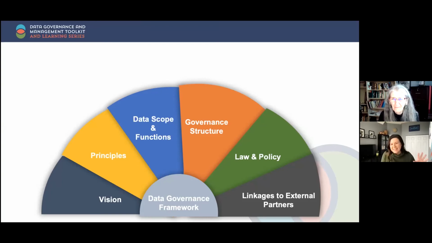So this is intended to show you what we're going to spend our time on until the end: what you need to think about in terms of setting up your own internal data governance processes. We're calling that a data governance framework. There's a more detailed and fairly technical data governance framework document that's embedded in the toolkit.